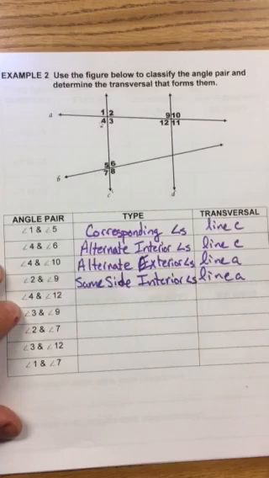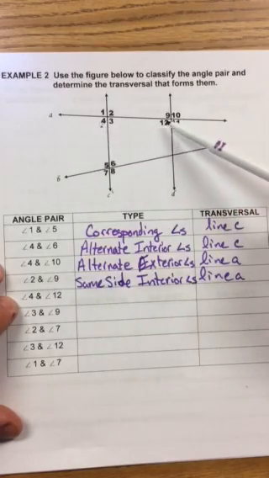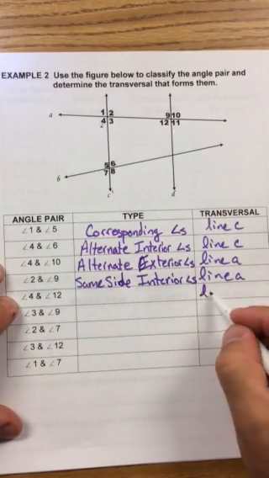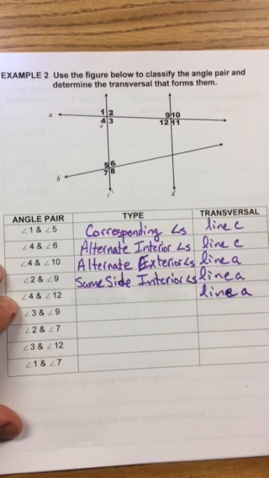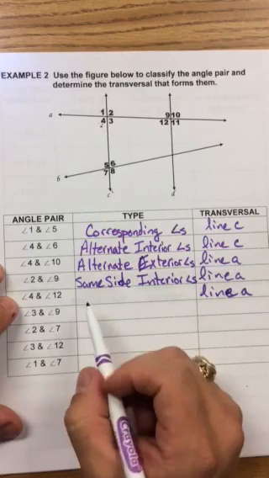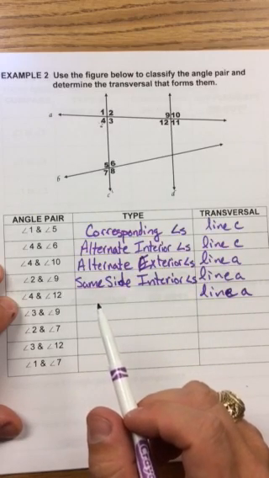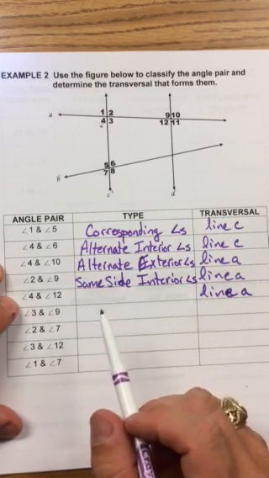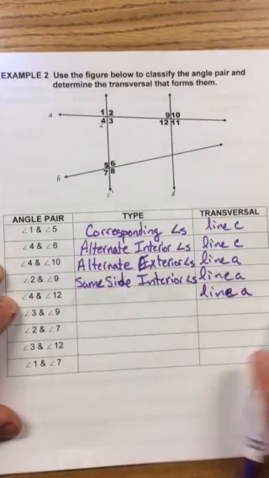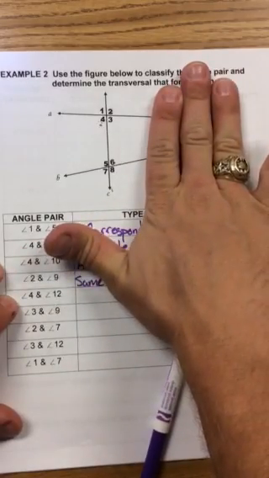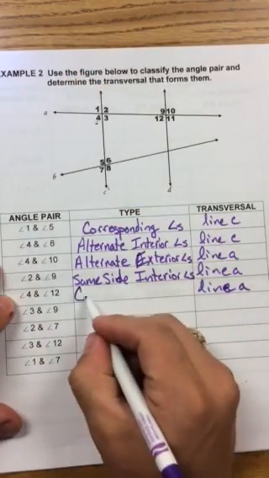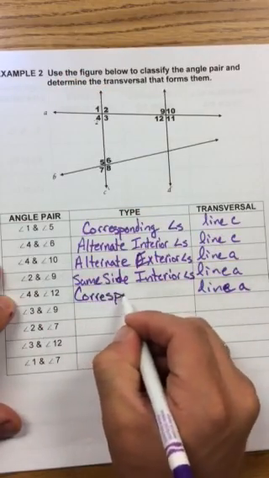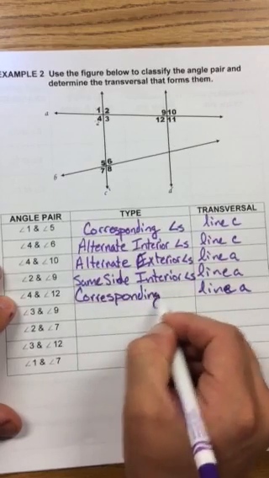4 and 12. 4 and 12 both touch line A, which makes it my transversal. 4 and 12 are both on the same side, but they're not both exterior and they're not both interior. So I look at it this way. I cover it up. It's the bottom left. It is also the bottom left, which makes them corresponding angles.